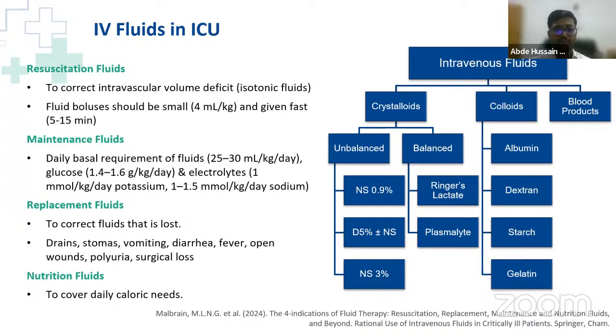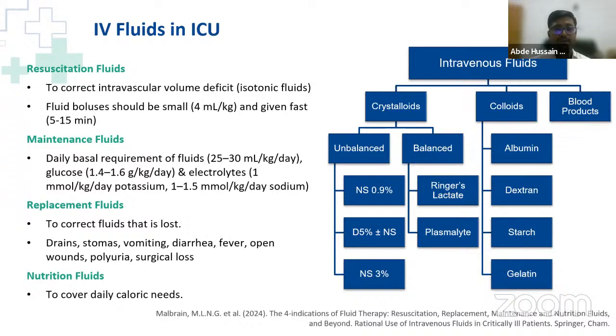First is resuscitation. Patients with shock have a volume deficit, which needs to be corrected with fluid boluses of 4 ml per kg, given fast over 5 to 15 minutes. Then come the maintenance fluids, where we use the basal requirement of 35 to 30 ml per kg per day, and also provide nutrition and electrolytes in the form of glucose, 1.4 to 1.6 grams per kg per day. The main electrolytes that we need to replenish are sodium and potassium.